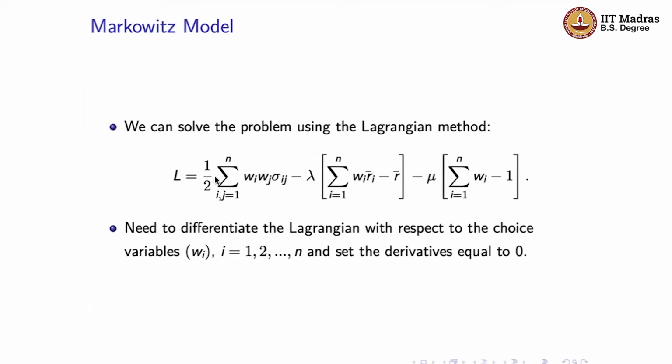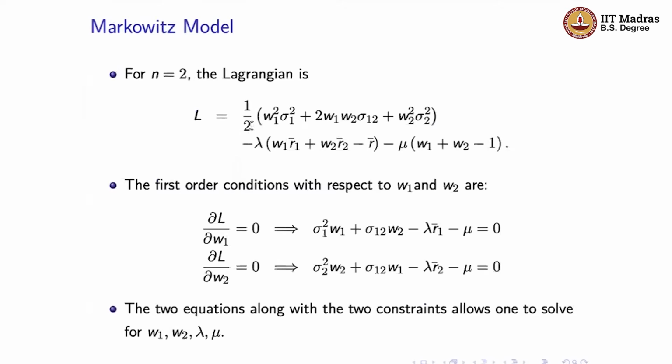So we are trying to write down the Lagrangian for the special case where n equal to 2. And if we do that, then the objective function becomes W1 squared sigma 1 squared plus 2 W1 W2 sigma 1 2 plus W2 squared sigma 2 squared.